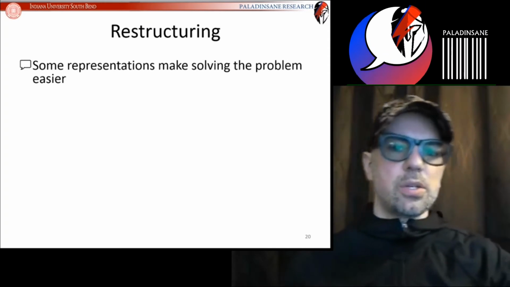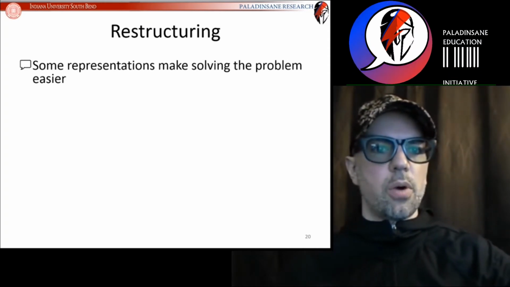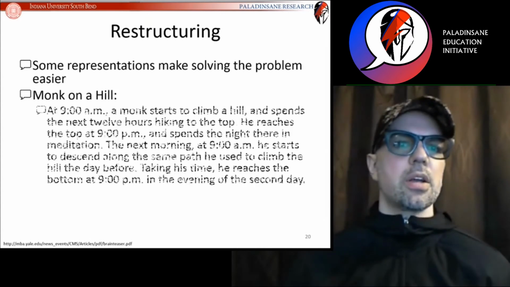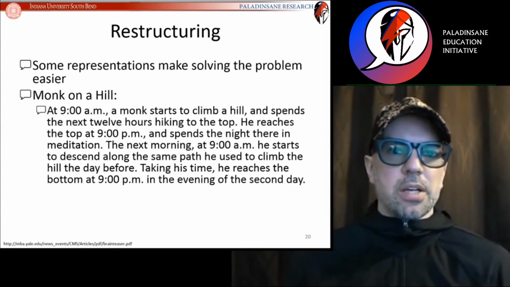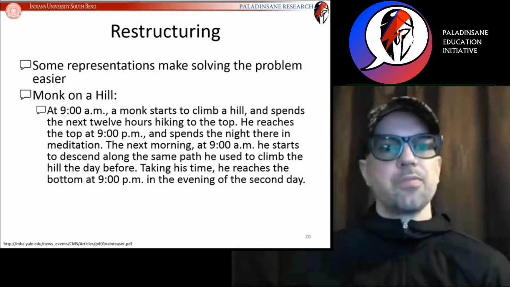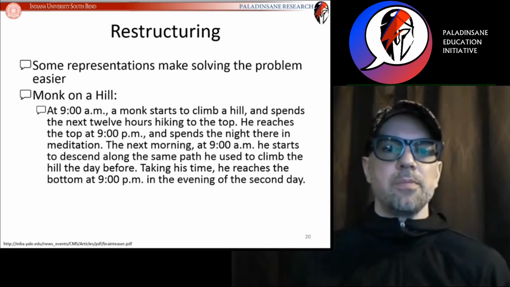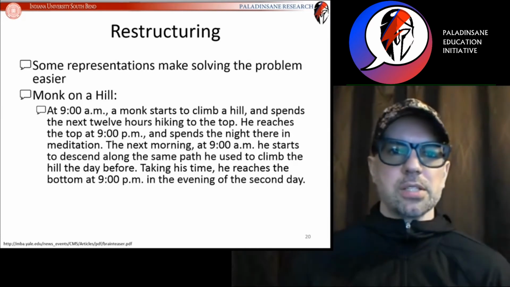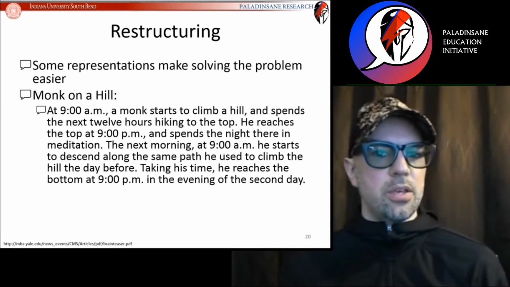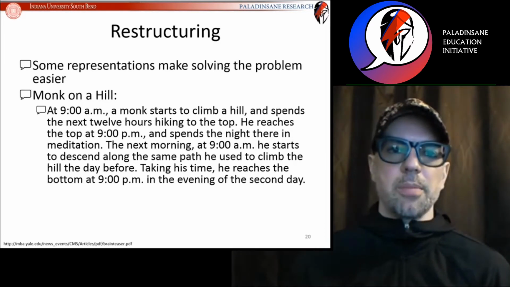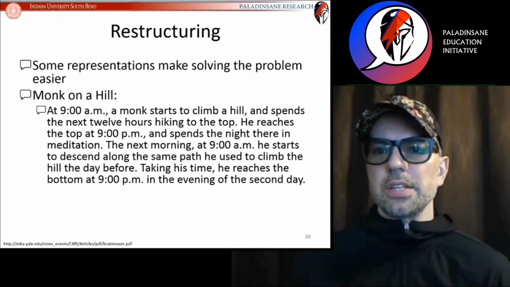So we borrowed those two examples from earlier in the semester. Here's a new one, and this is a riddle called Monk on a Hill. So here it goes. At 9 a.m., a monk starts to climb up a hill and spends the next 12 hours hiking to the top. He reaches the top at 9 p.m. and spends the night there in meditation. The next morning at 9 a.m., he starts to descend along the same path he used to climb the hill the day before. Taking his time, he reaches the bottom at 9 p.m. in the evening of the second day.